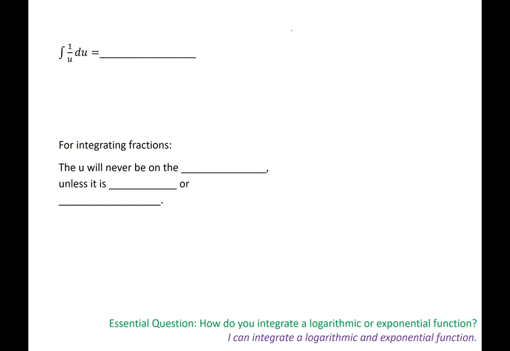And remember, when we have the natural log of x and we take the derivative of it, we actually get 1 over x. So we have to reverse that. So when we see 1 over x or 1 over u, when we integrate it, we get the natural log of the absolute value of u plus c. And you're almost never going to see these without having a u substitution in it. And then for integrating factors, the u will never be on the numerator or the top unless it is a natural log, or we'll see this on Monday, an arc. Okay.